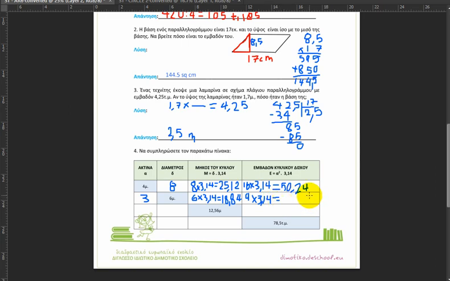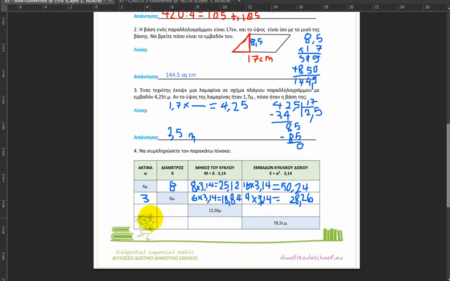9 times 4 gives me 36. So I'll write 6, carry 3. 9 times 1 is 9 plus 3 that I carried over is 12. Write 2, carry 1. 9 times 3 makes 27, plus 1 that I carried over is 28. So 28.26. And there you go. That's the area of the second circle.